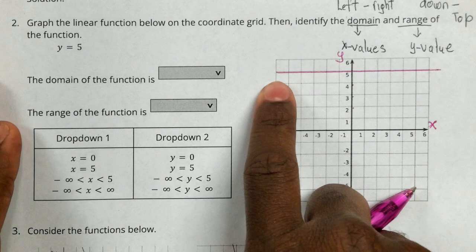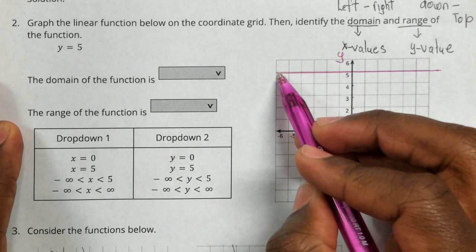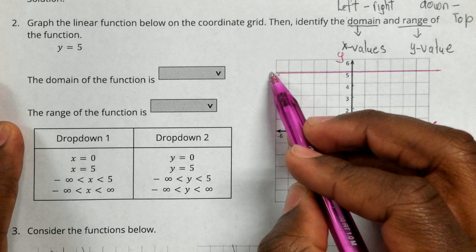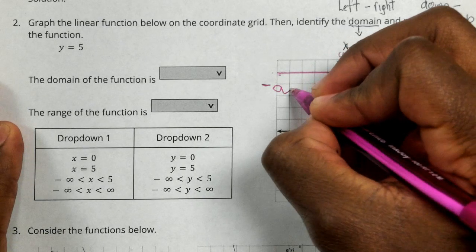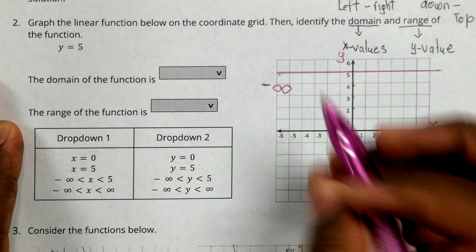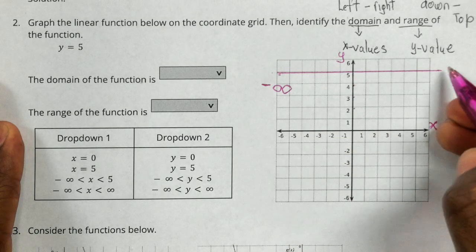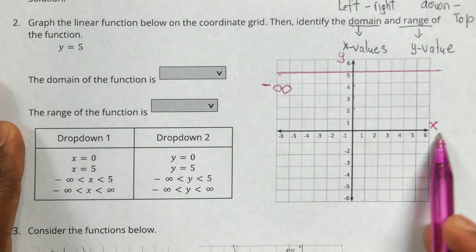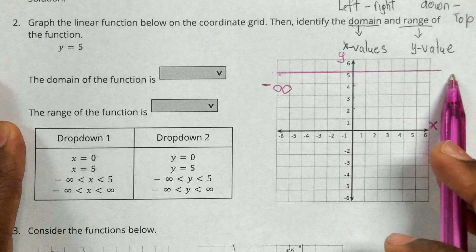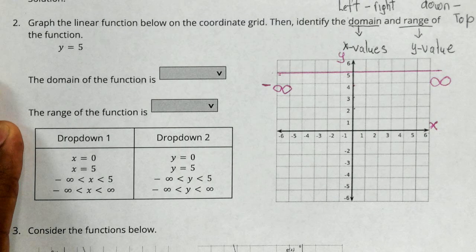So when we identify the domain, we need to look from left to right. Because this line we're assuming is going on and on forever to the left side, it's going from negative infinity. If it's going on and on to the right side, it will be going more and more positive. Because if you move more to the right, you get more positive. But if we're going on and on forever, you will be going to positive infinity.